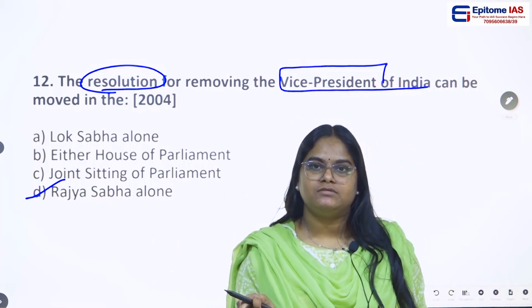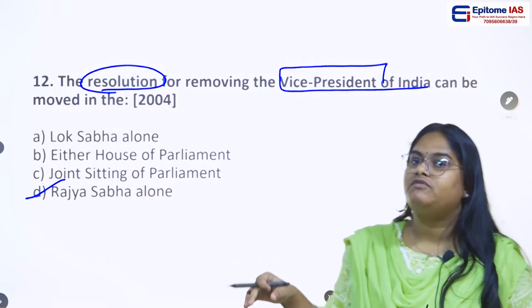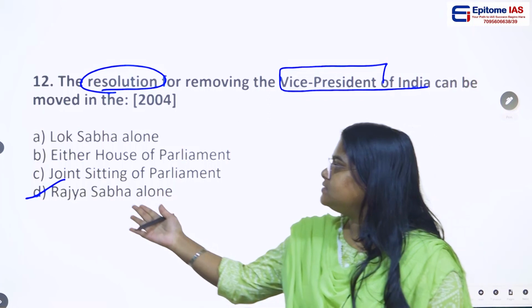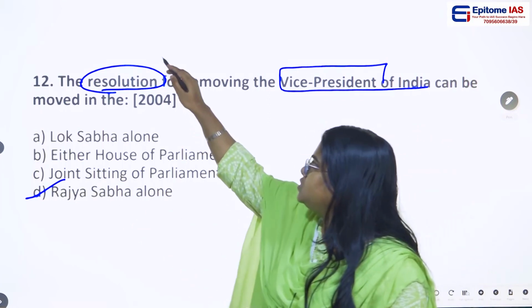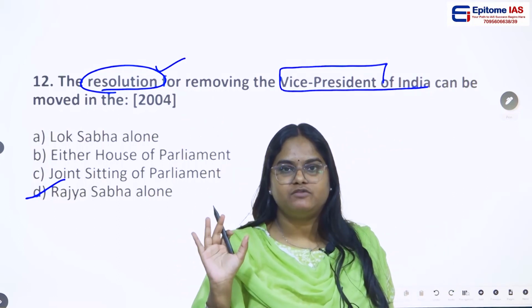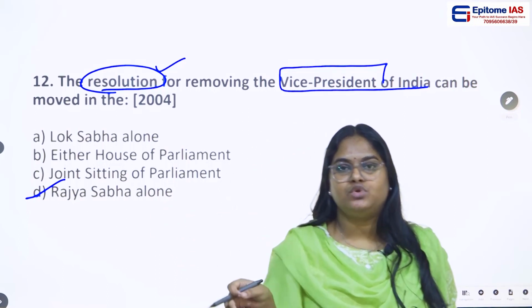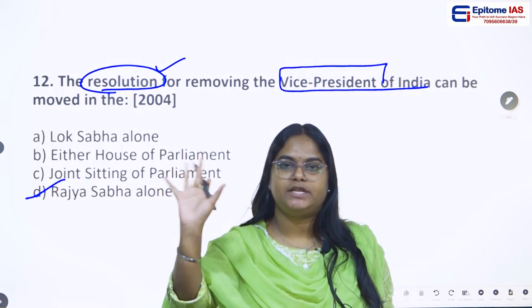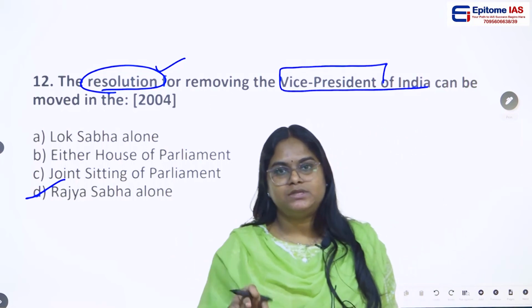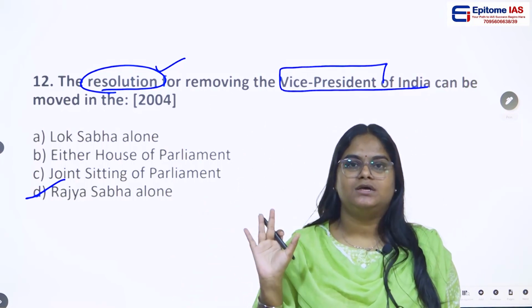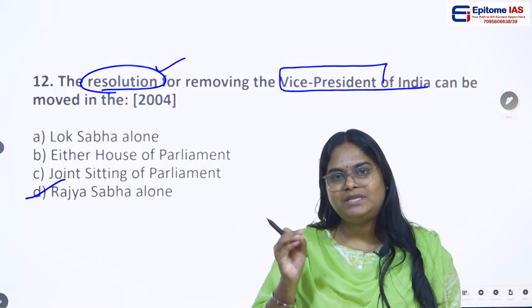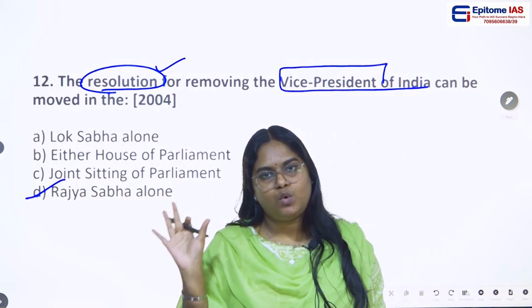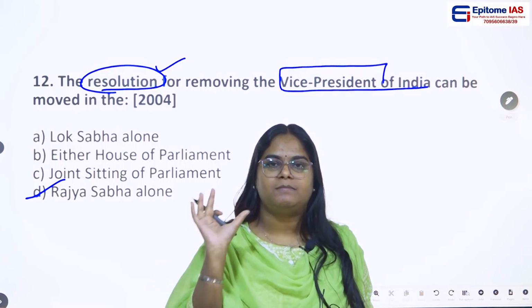Why? Because you might have read that the resolution for removal of Vice President should be passed in both the houses, effective majority in Rajya Sabha and simple majority in Lok Sabha. But why is the answer only Rajya Sabha? The resolution should be passed only in Rajya Sabha by the effective majority. After the Rajya Sabha passes it, the Lok Sabha just has to agree or approve this removal. They are not passing any resolution; they are just supporting it with a simple majority. So we can simply say the resolution for removal of Vice President of India is passed in the Rajya Sabha only, and it is supported by the Lok Sabha with a simple majority.